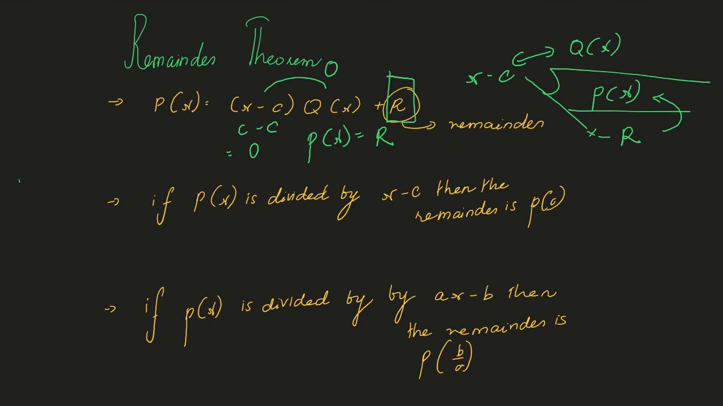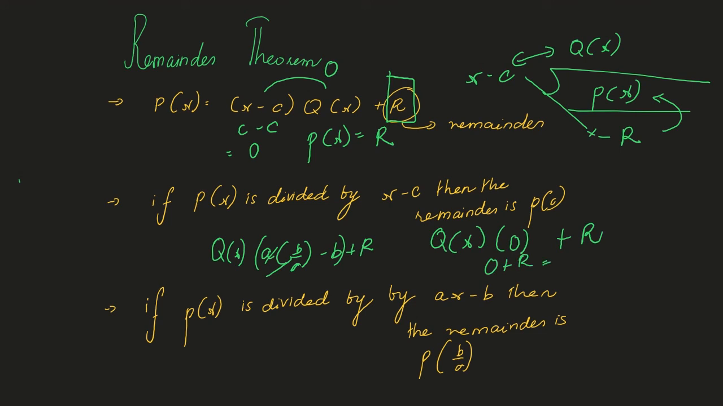Similarly, if p(x) is divided by ax minus b, then the remainder is p of b upon a. So basically, here we have (ax minus b) times q(x) plus r. Now, when we input b upon a, the ax minus b part becomes 0, so q(x), which is the quotient, gets cancelled out. q(x) times 0 plus r gives you 0 plus r, and therefore r. So if p(x) is divided by ax minus b, then the remainder is p of b upon a.